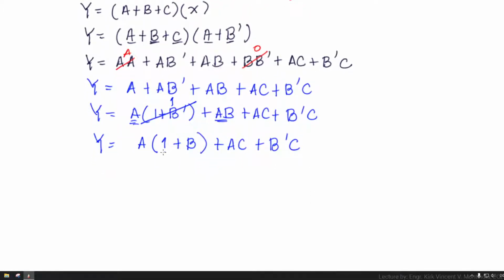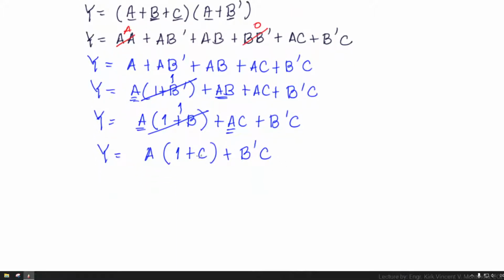Okay. If you could evaluate this one, that is the same, 1, and then you have the same common A. Then Y is equal to A, then that is 1 plus C, then plus B prime, then C. Okay, then evaluate again this one as 1. Then you have the answer of A plus B prime C.